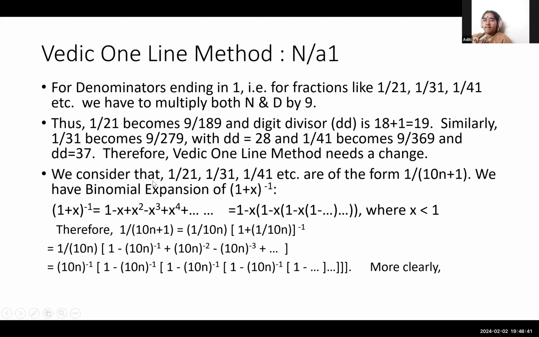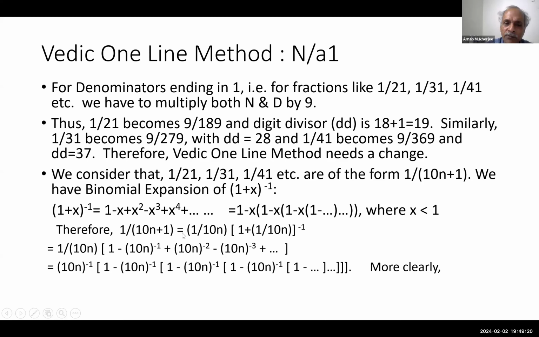Then I consider 1 by 21, 1 by 31, 1 by 41, etc. Their form is 1 by 10n plus 1. Now, in a similar fashion, we go to the binomial expansion of (1 plus x) to the power minus 1. Earlier, with (1 minus x) to the power minus 1, everything was positive. Here it is alternating: positive, negative, positive, negative. So 1 minus x plus x square minus x cube and so on goes out like that.